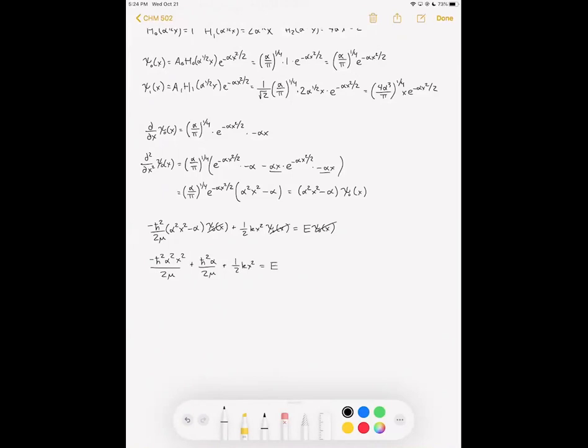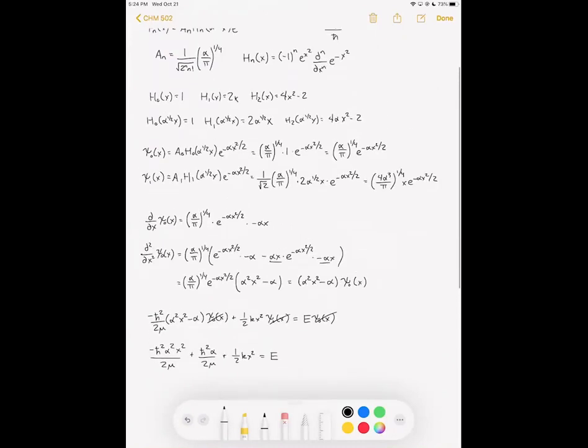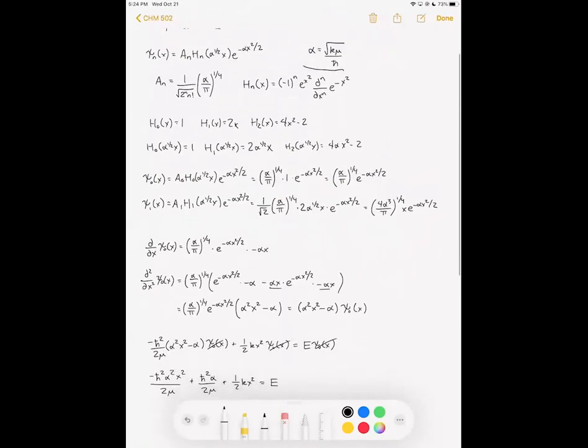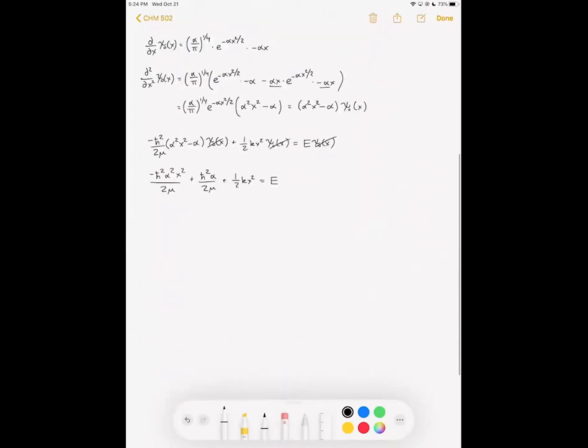So right now, it might not be obvious how we're supposed to get rid of x, because we need to get rid of x in order to get a constant. But remember that alpha is our pooling of various variables. So we can go up here and look at what alpha is. And alpha is the square root of k mu over h bar. So we can plug in what alpha is into our equation and see if that helps us.